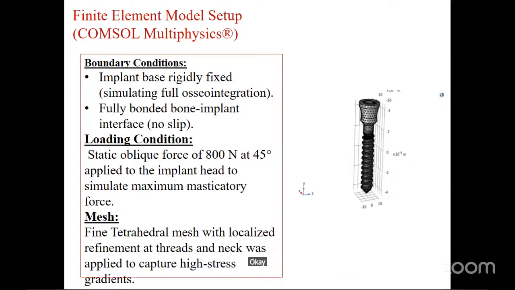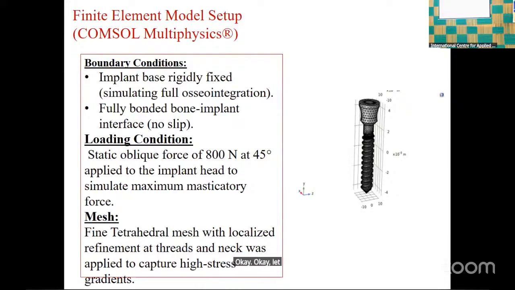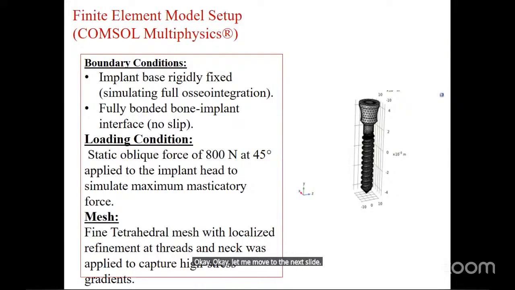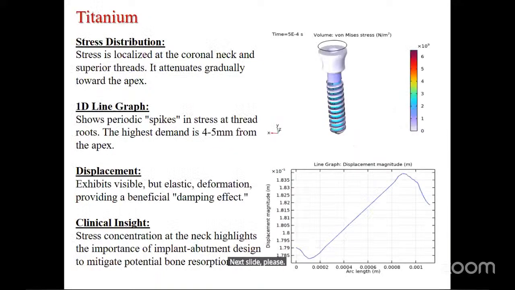Okay. Yes. Let me move to the next slide. Next slide, please. Next slide. Can you hear me?